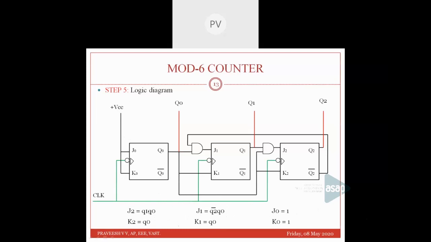Only in J2 and J1 we have an AND operation or product operation, so we have to use 2 AND gates, one in front of J2 and one in front of J1. Okay, so that is all about the design of a mode 6 up counter. Hope you have understood. Any doubts you can ask in the QA section.